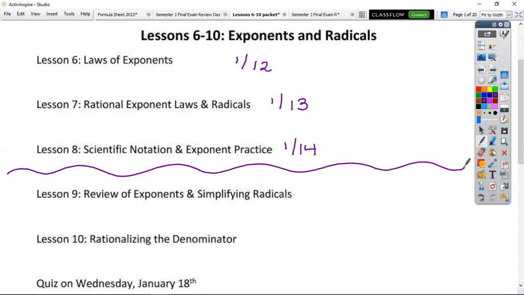Scientific notation is really easy. That's just calculator work and then a little bit of exponent practice. Okay? So we'll resume that material when you return after midterms.